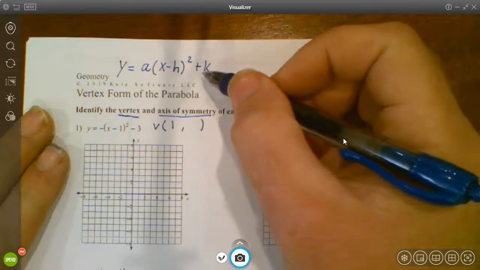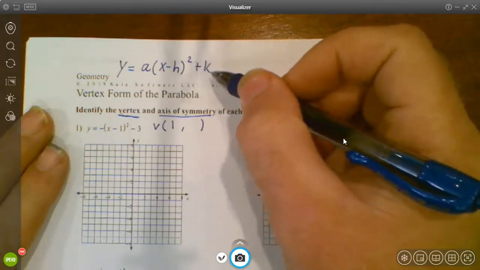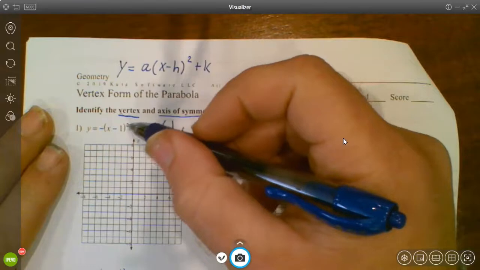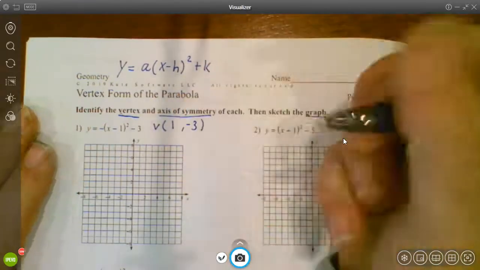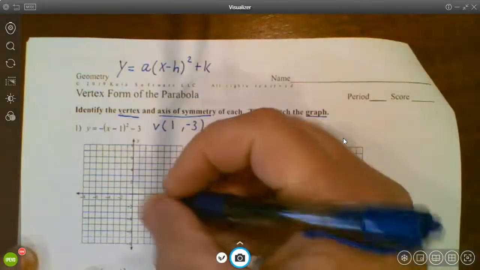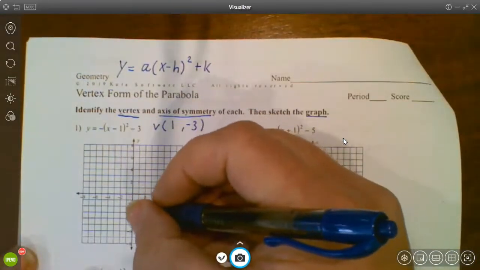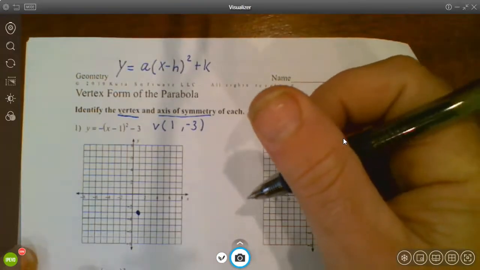Your k value, however, we're just going to take at face value because this guy was a positive k in the original form. So we're just going to take whatever value I see here as my y-coordinate. So there's the vertex, right? The vertex of this graph is at (1, -3). All right, what about the axis of symmetry?